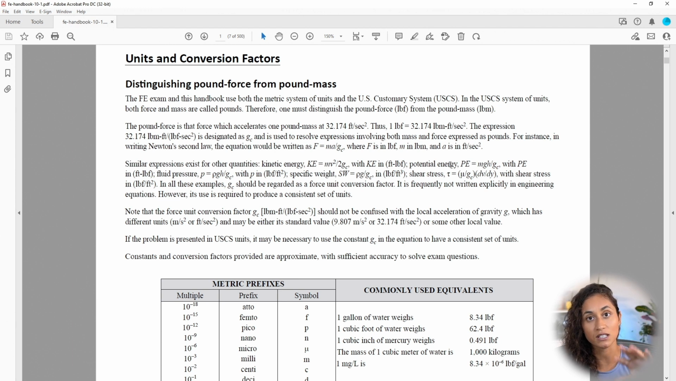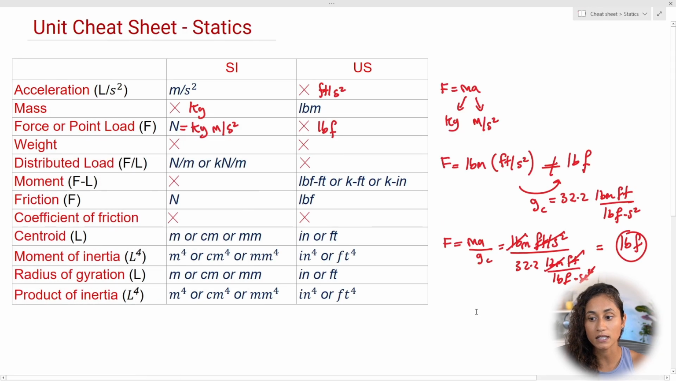If you guys are interested in the unit cheat sheet for dynamics, I'll probably talk about this and dive in more into it. Also fluid mechanics, specific weight, and so on. And another one is weight and mass. So when we convert from weight to mass or vice versa, we also use gc, which I'm going to talk about in a little bit in this video.